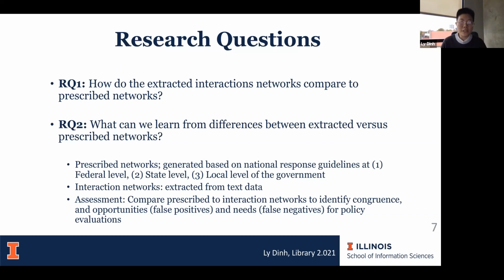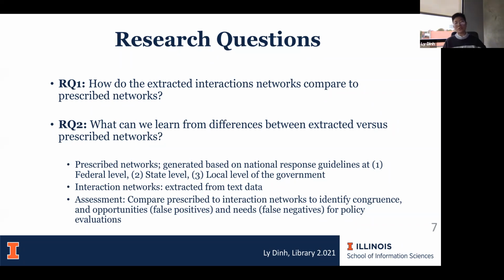Again, the interaction networks are structured from text data, and I'll talk about what kind of text they are in a minute. Then comes an assessment to look at the areas of similarities: what the mandates suggest, what the government response looks like, and what actually happened, and whether they match.